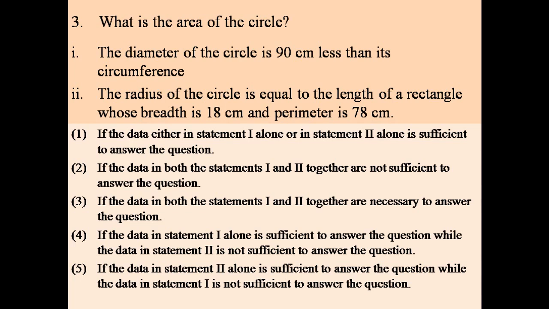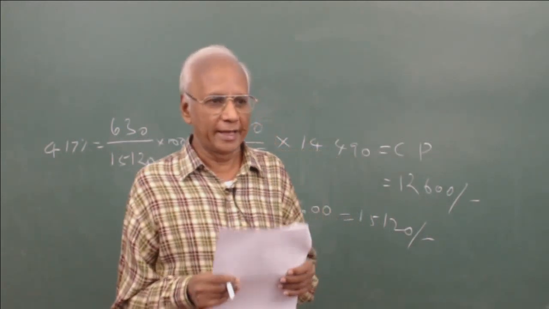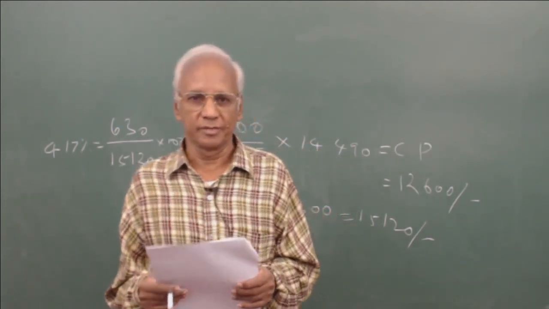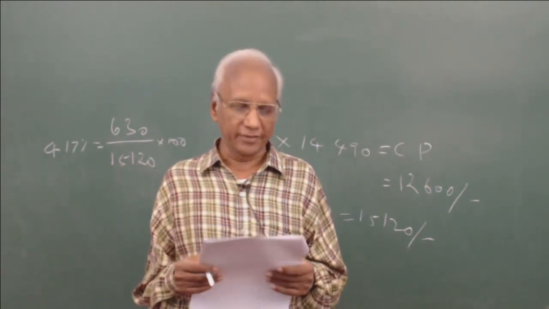The first statement says the diameter of the circle is 90 centimeters less than its circumference. So can we solve the question from this? For this we should have an idea of what circles are, how diameter is connected with other things, how circumference is calculated and so on. This is very simple basic mathematics which you must have studied in lower classes. Everybody knows if diameter is something, half of it is radius, and every circle has a circumference. Circumference divided by diameter of any circle is a famous mathematical constant ratio called pi. So pi is nothing but circumference divided by diameter.